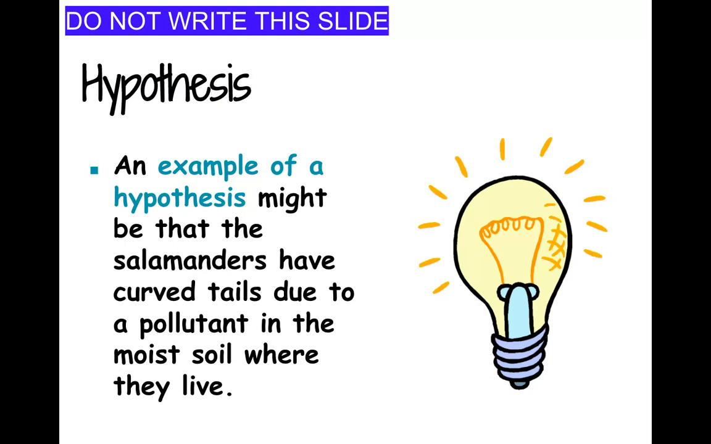Here's another example of a hypothesis. So if we're using our salamander example again, an example of a hypothesis might be that the salamanders have curved tails due to a pollutant in the moist soil where they live. So that's just a guess. Based on my observations and based on everything I'm seeing, I'm going to go ahead and guess that the reason why the salamander has a curved tail is because there's some sort of pollutant in the soil.